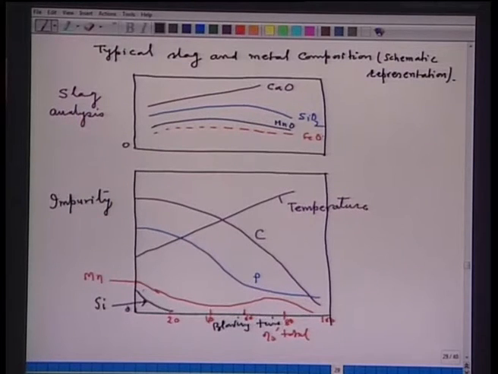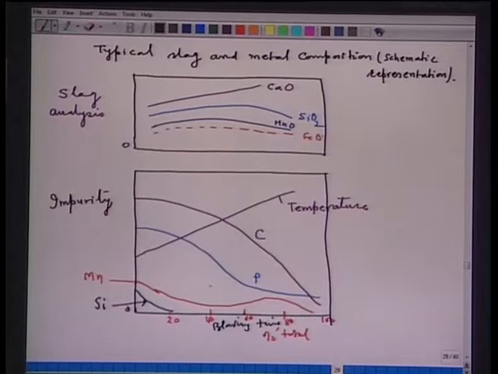The next element to oxidize is manganese. You see that manganese concentration also decreases up to 40 to 60%, but after 60 to 75 or 80% of the blow, a slight increase in the concentration of manganese occurs. Remember, this point is important, we will discuss it once again. Now, the main thing is to see the carbon and phosphorus reaction.